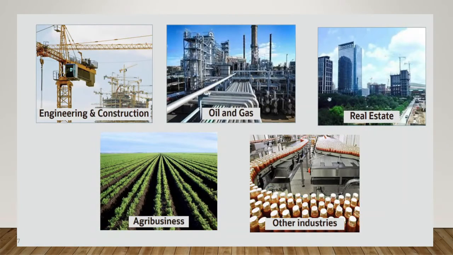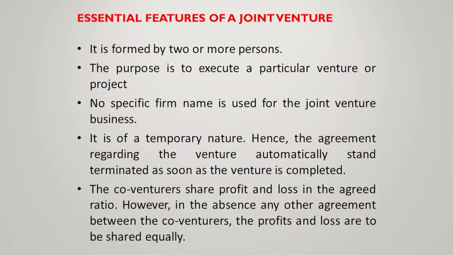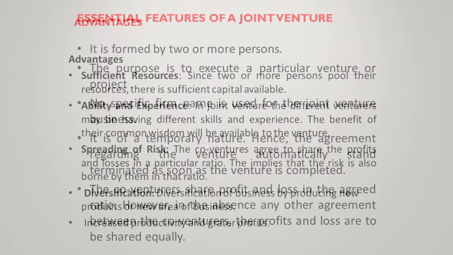These are the areas possible for taking up joint venture business: engineering and construction, oil and gas, real estate, agribusiness, and other industries. The pharmaceutical industry can be taken as an example under others. Features: more than 2 people for a particular venture or project. Name is not required, it is temporary in nature, and co-venturers share profits at an agreed ratio. If there is no agreement, then the profits are shared equally.